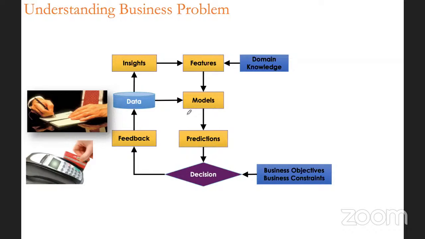What are the different phases in a data science project? These are the phases. We have data. Using this data, we have to generate insights. Once we have generated the insights, we go for the features, then build the models, then predictions. Using the model, we make the predictions, and based on the predictions, we take the decisions. And there is a feedback loop here. This feedback loop is to improve the model robustness. That's what we discussed in one of the sessions.